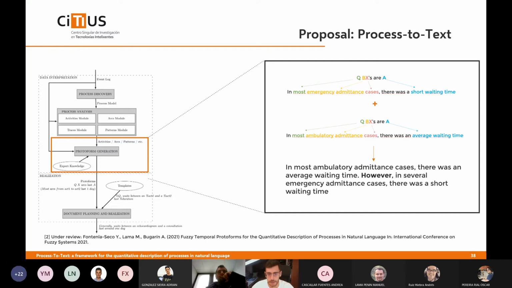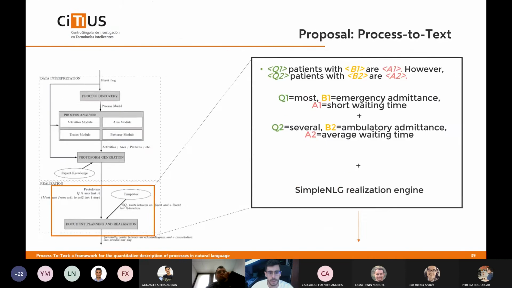In the literature, this strength is usually computed or defined manually, but as I just said, in the previous slide, we do this with statistical testing to decide whether these two protoforms must be confronted to each other. So now a template is filled with the elements of the computed protoforms, and with the aid of the simple NLG realization engine, the composite protoform that was just defined is realized into natural language text.